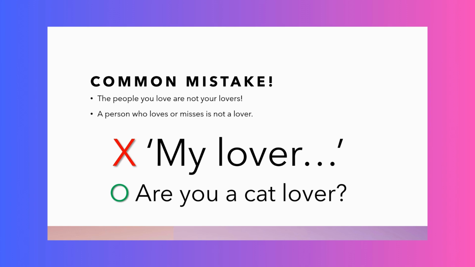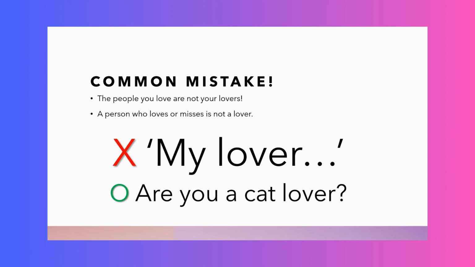Because in English, the meaning of lover is sexual and is often used to indicate someone is having an affair. An affair is a sexual relationship outside of your relationship or of your marriage if you're married. So instead of calling someone your lover, you can call them your partner, your boyfriend, your girlfriend, your significant other, or if you're talking about the people you love in general, your loved ones.